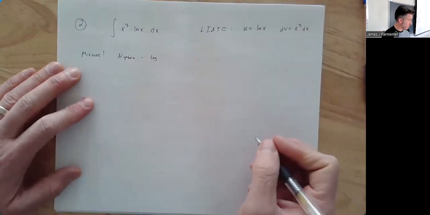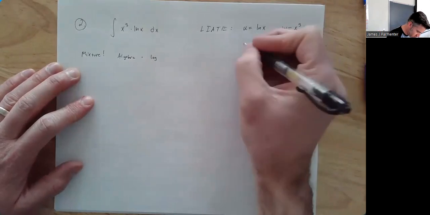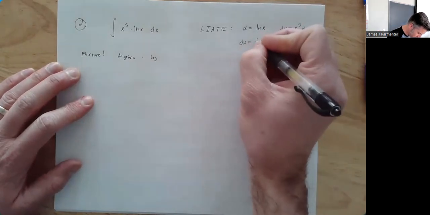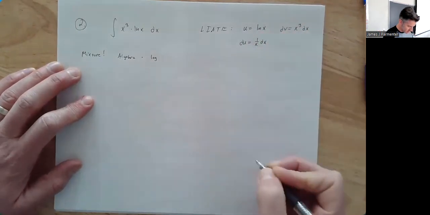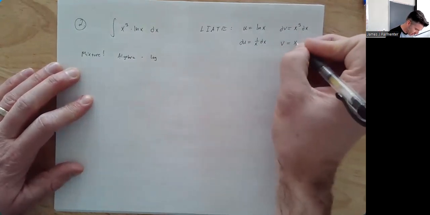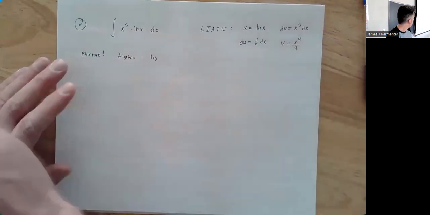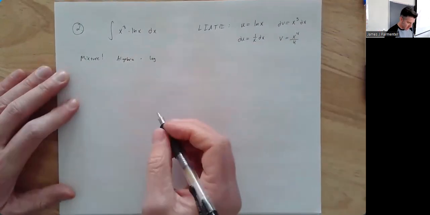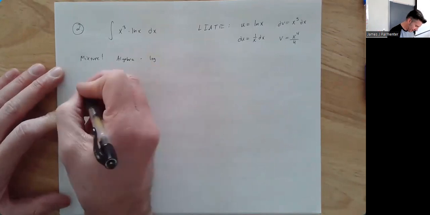And then the rest of it is just a process of finding the derivative of u. So du is going to be 1 over x dx. And v, the antiderivative of x cubed, is going to be x to the 4th over 4. So now here's what happens. You don't have to write the integral again. I like to write the integral again.